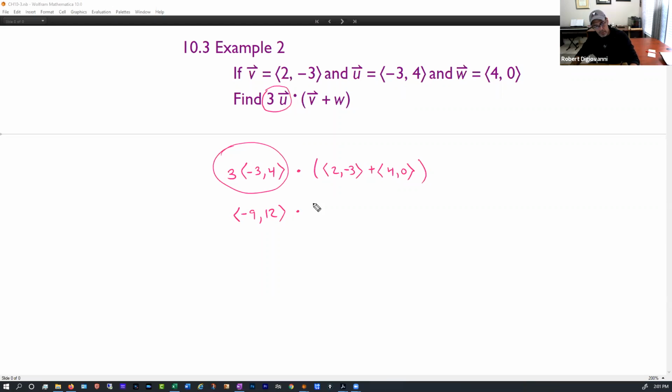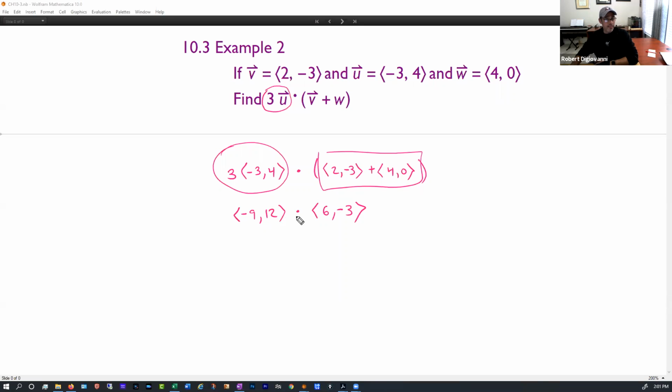Okay, dot that with, now over here in the parentheses, I need to add those 2 vectors together. So you just add their components. 2 plus 4 is 6, so I have a new vector 6. And then -3 adds 0, I get -3. So that's these vectors added.